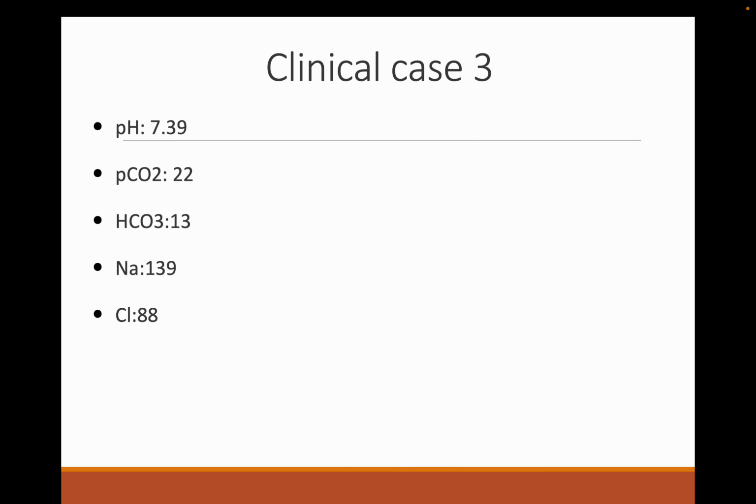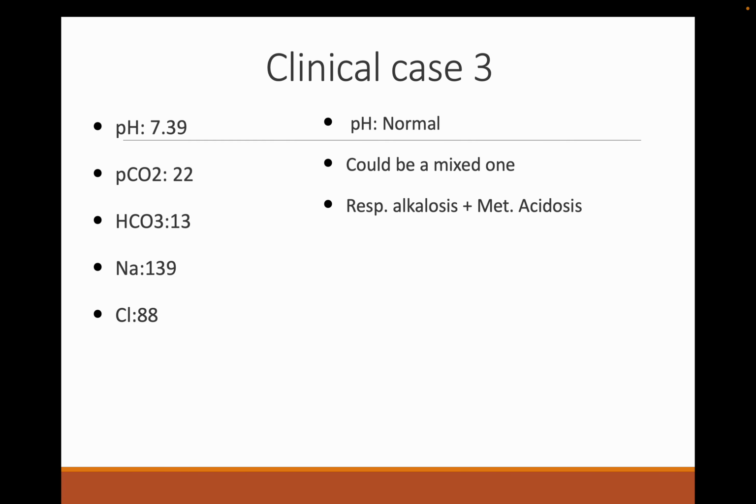Case 3. pH 7.39, normal pH. PCO2 can be a mixed one also. So PCO2 is there, bicarb is 13. So this is acidosis, bicarb is 13. This is an acidotic condition. Primary pathology is metabolic acidosis. Maybe some compensation is there, whether it's properly compensated or not.